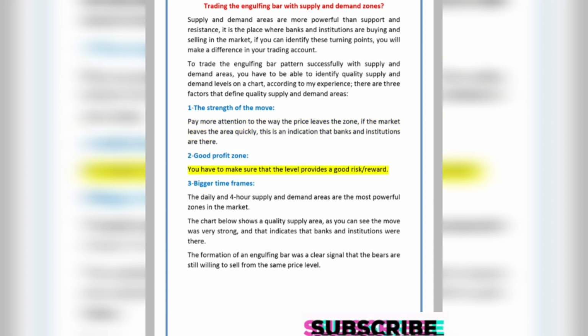2. Good profit zone. You have to make sure that the level provides a good risk-reward. 3. Bigger time frames. The daily and 4-hour supply and demand areas are the most powerful zones in the market.